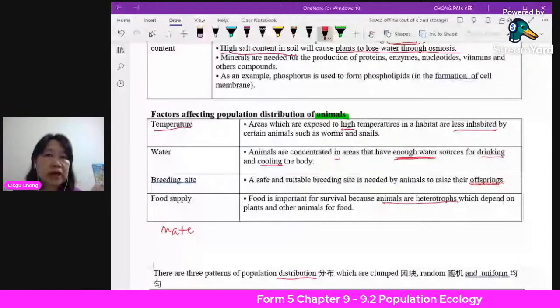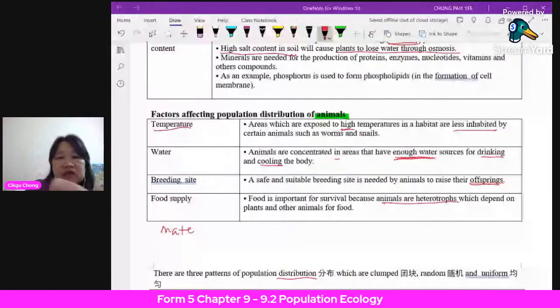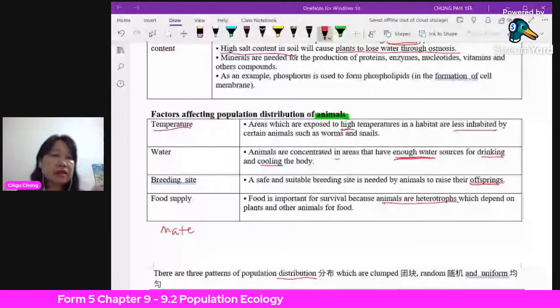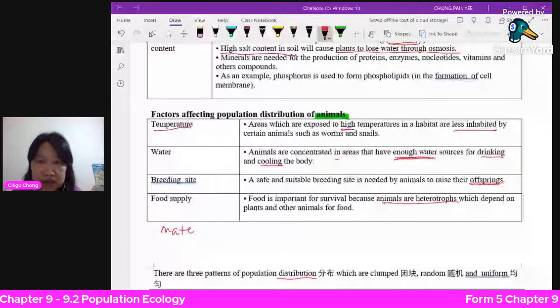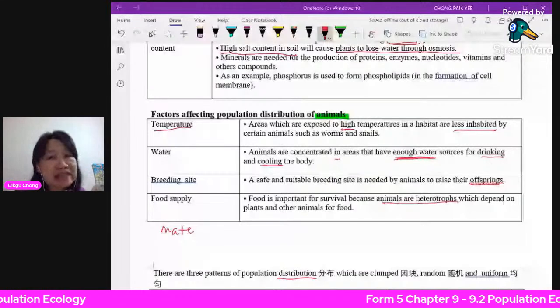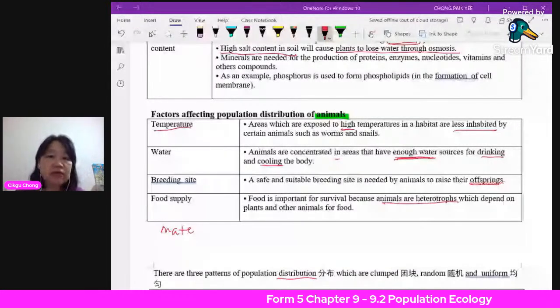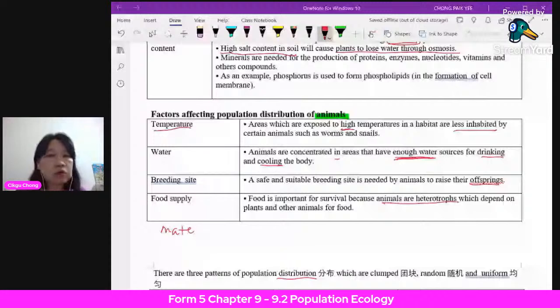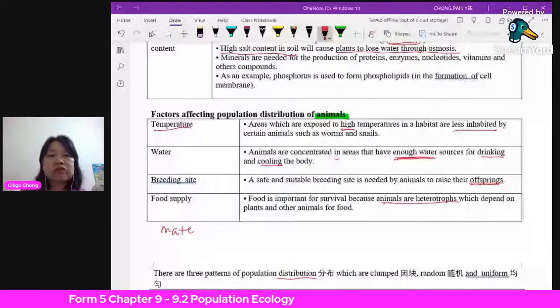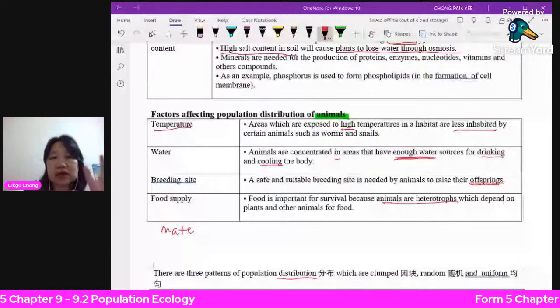While in the other empty areas, maybe the soil is drier, or too acidic or too alkaline. Therefore, these pokok semalu don't want to grow there. Okay, so they form groups. This clumped one is a pattern, we're talking about pattern, right? How they grow.